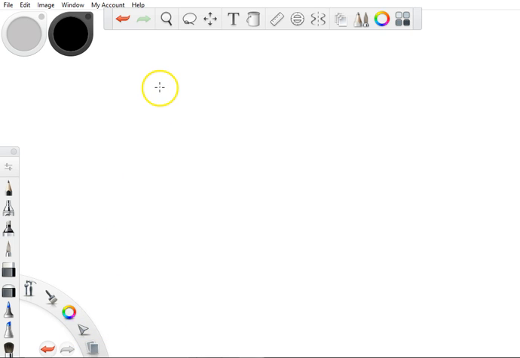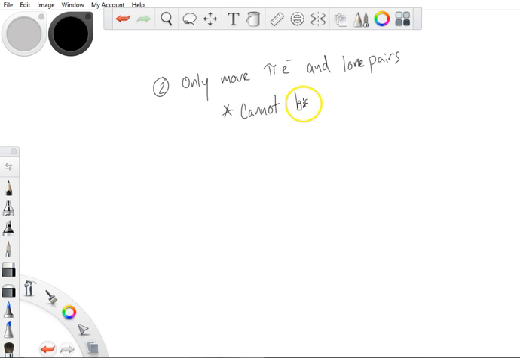All right, the second rule that we want to consider is that when we're dealing with resonance forms, we can only move, and we talked about this a minute ago, we can only move pi electrons from bonds and lone pairs, or non-bonding pairs, whichever you'd like to call them. Okay? So the biggest key here is that you cannot, and you should not, break sigma bonds. So sigma bonds, we're talking about single bonds.